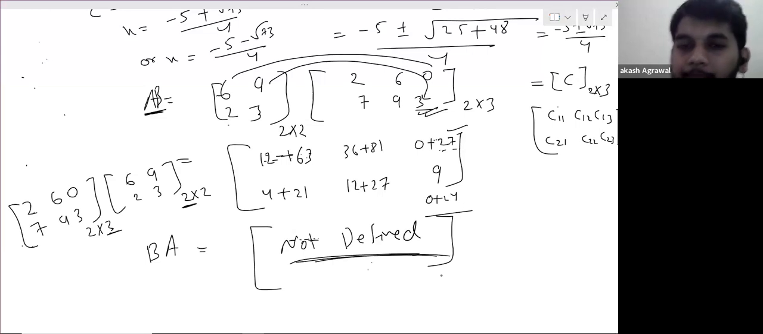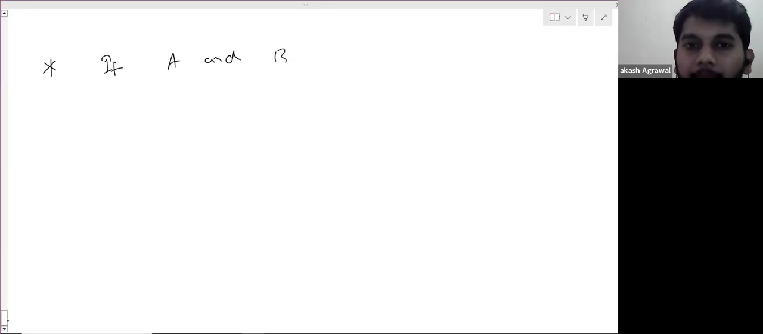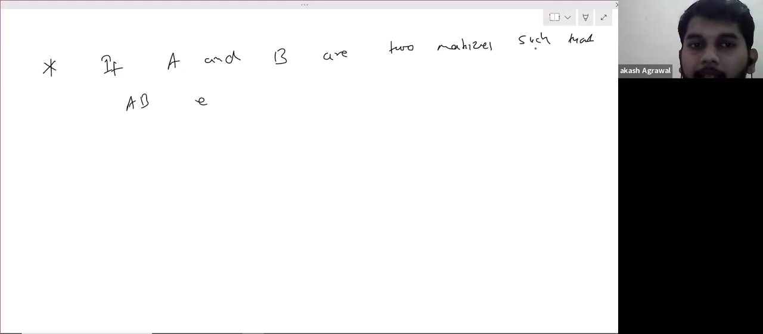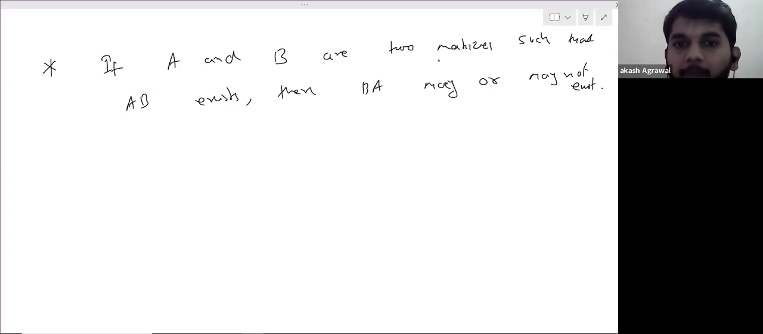Okay, so please write down one specific thing. Note it down. That if A and B are two matrices such that AB exists, then BA may or may not exist. Okay, जरूरी नहीं है कि AB है तो BA भी होगा, है ना?